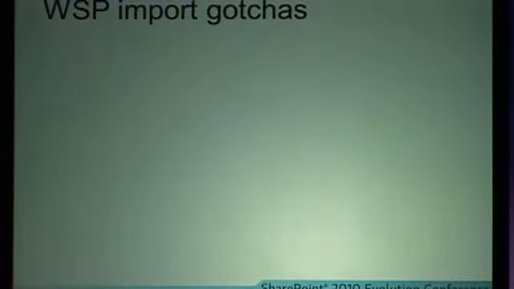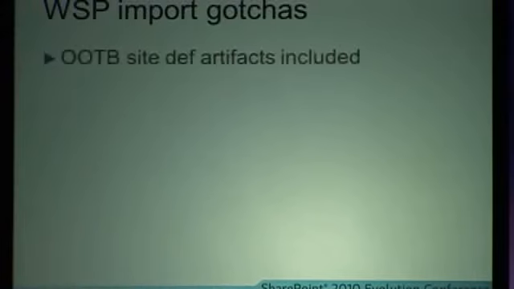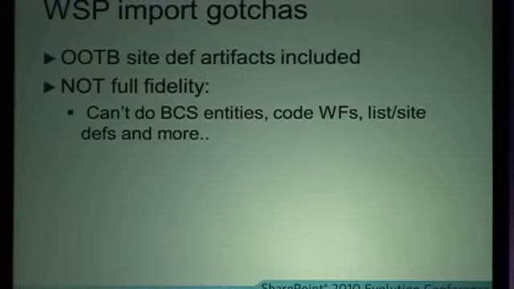Okay, so some gotchas, some things to be aware of with this process. As we've seen, all the out-of-the-box site definition artifacts are included, and we would have to pick our way through those to the things that we want. Unfortunately, it isn't full fidelity. There are some things that are not supported with this. Microsoft have a list on MSDN. It can't do things like BCS entities. It can't do code workflows.